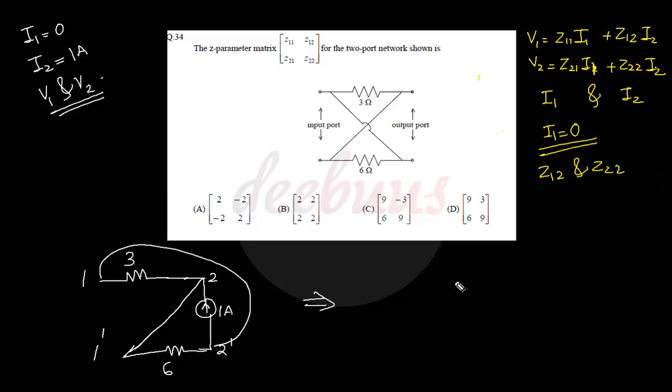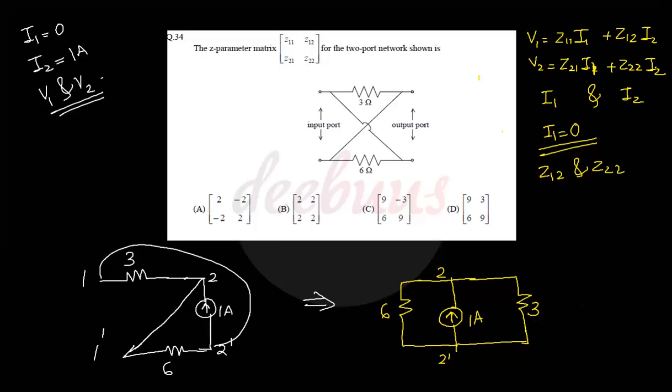So now I am redrawing it again. At 2 2 dash there is a 1 ampere, right? So a 1 ampere between 2 and 2 dash. Next a 6 ohm is connected between 2 and 2 dash. So a 6 ohm is connected here, and a 3 ohm is connected between again 2 and 2 dash, right? So a 3 ohm is also connected here.